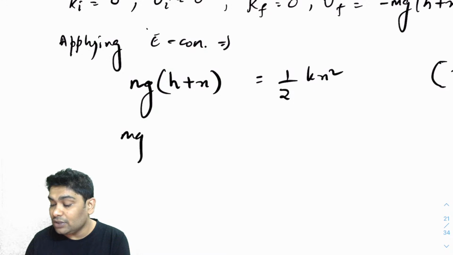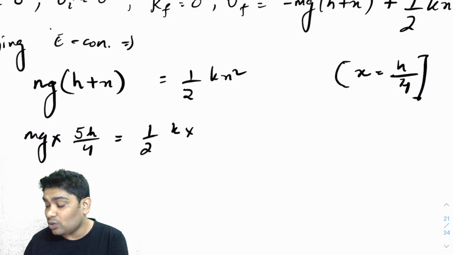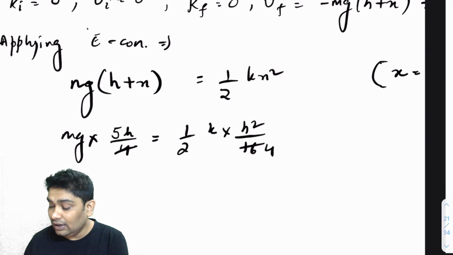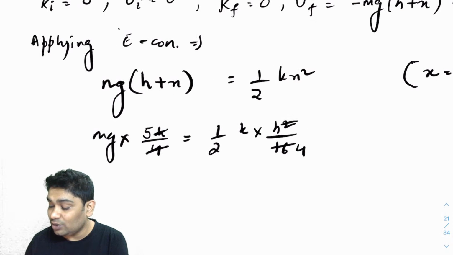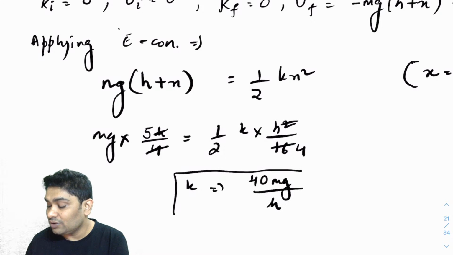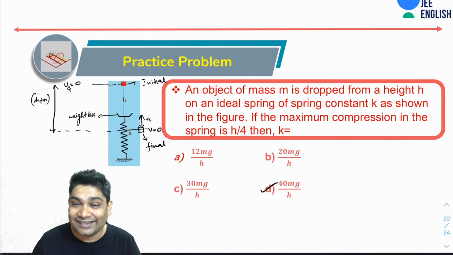We are getting mg into h plus h by 4. That will give me 5h by 4 will be equal to half k into x square. That would be h square over 16. So this goes with this and one h goes. So you will get k equals, this is 8 into 5, which is 40 mg over h. So yes, that is the correct answer, option number D, which most of you got correct.